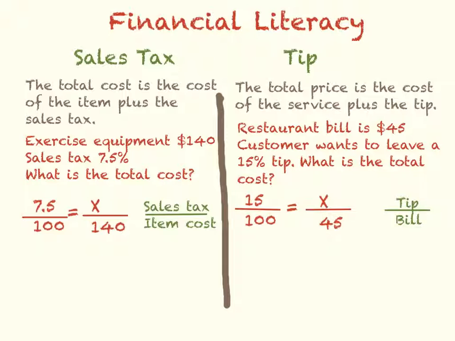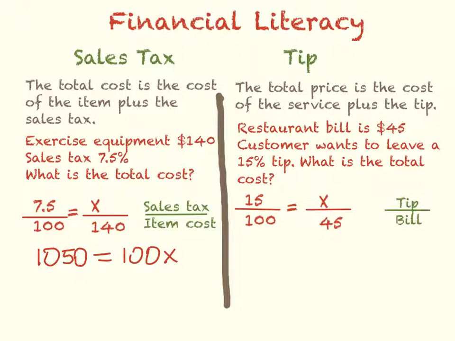Okay, so the cross product of 7.5 and 140 is 1,050. And that's equal to 100 times x, right? But we want to get x all by itself. We want to isolate our variable. So what do we need to do to make 100 go to the other side of the equation?